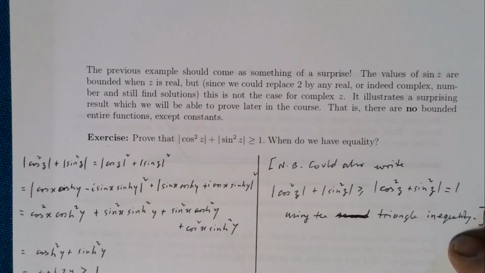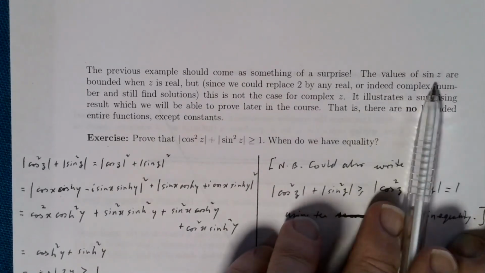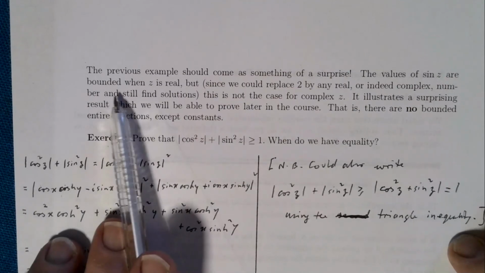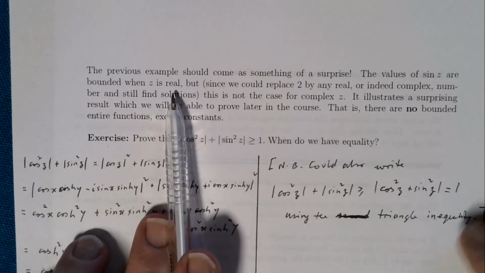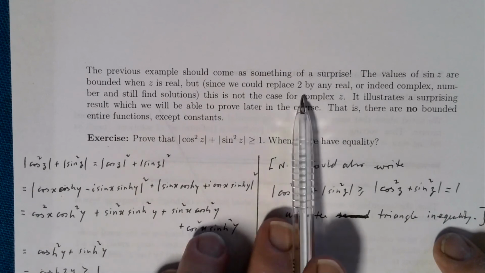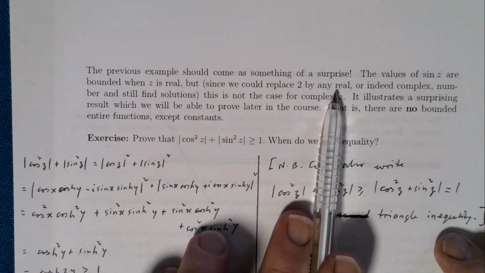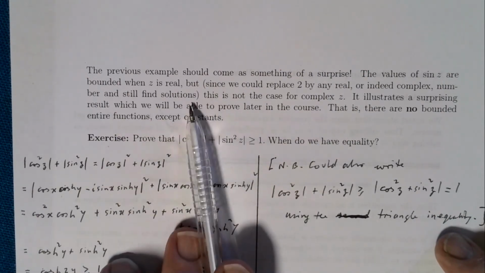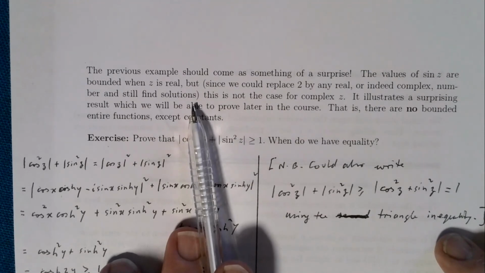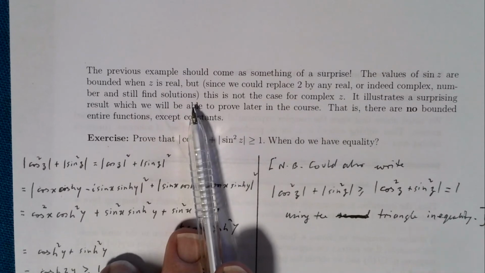The previous example should in fact come as a surprise, because we were solving sine of z equals 2, and there was nothing sacred about the 2. I could have replaced that 2 with a 3 or 4 or 5, and so that means the values of sine z, well, they're certainly bounded when z is real, but I could have replaced the 2 with any real number, or indeed any complex number, and still find solutions. And so that means that the complex sine function is no longer bounded. The modulus of sine of z can be as big as you like. It's no longer a bounded function in the complex plane.